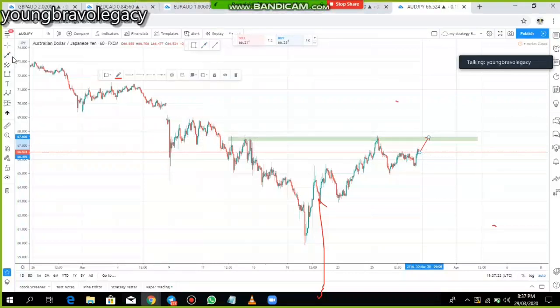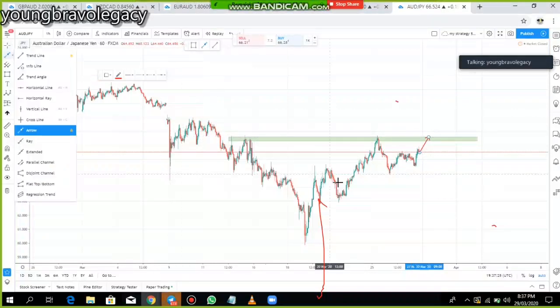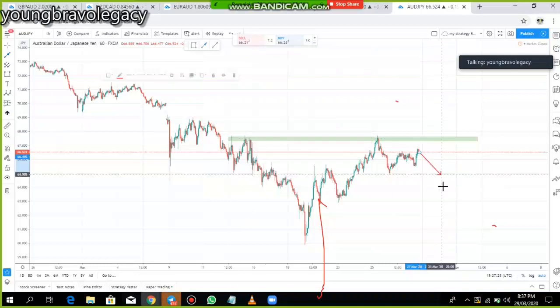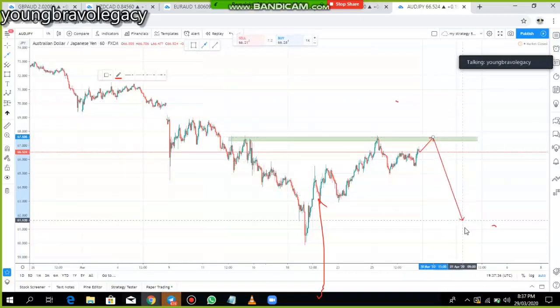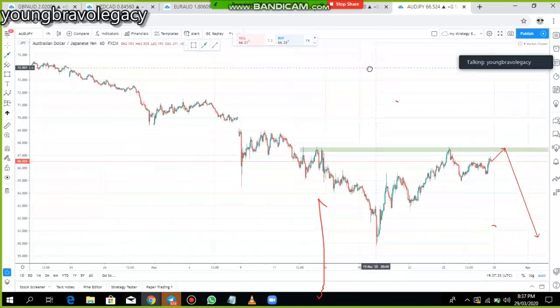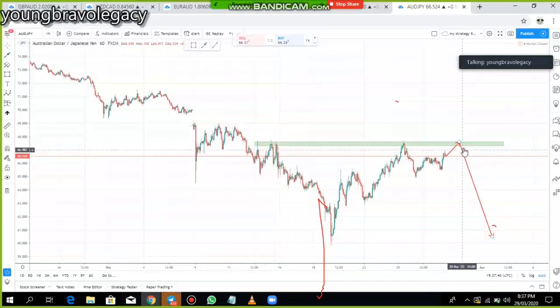Then it depends on price. Well, from what price has been doing from here, I believe price should sell off. Okay, price should sell off. From here, price should sell off. You understand? But we cannot decide for the market, but I believe this is what should happen.